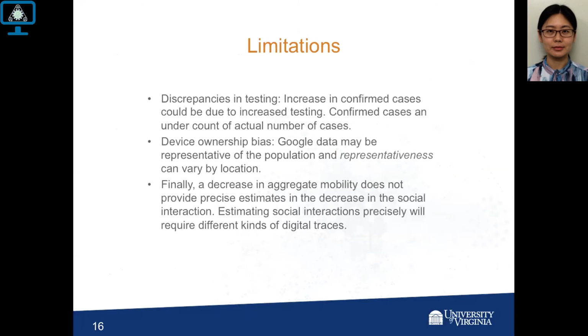And there are still some limitations in our work, which include the discrepancy in testing. This will result in an undercount of the actual number of cases. And also the Google data may not be representative of the population, and the representativeness can vary by location. So this is the limitation of the device ownership bias. And finally, a decrease in aggregate mobility does not provide precise estimates of the decrease in social interactions. So we may need some other digital trace data set to estimate the social interactions precisely.